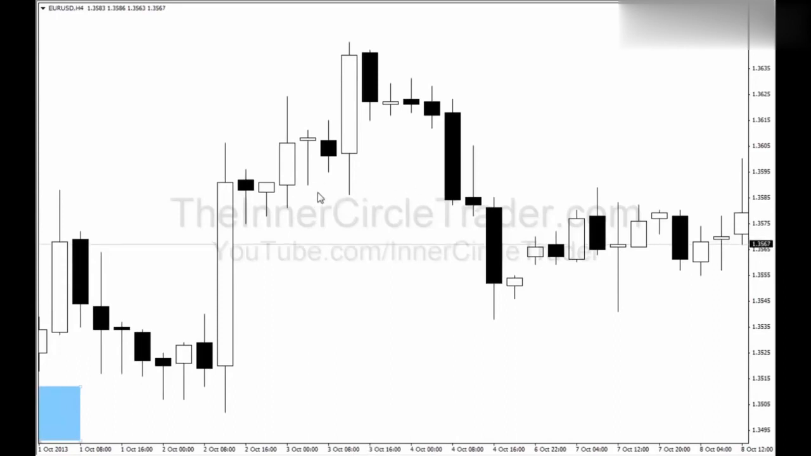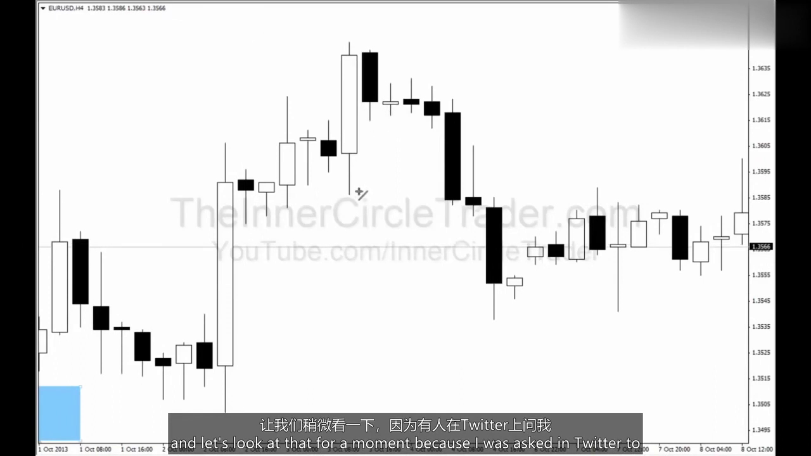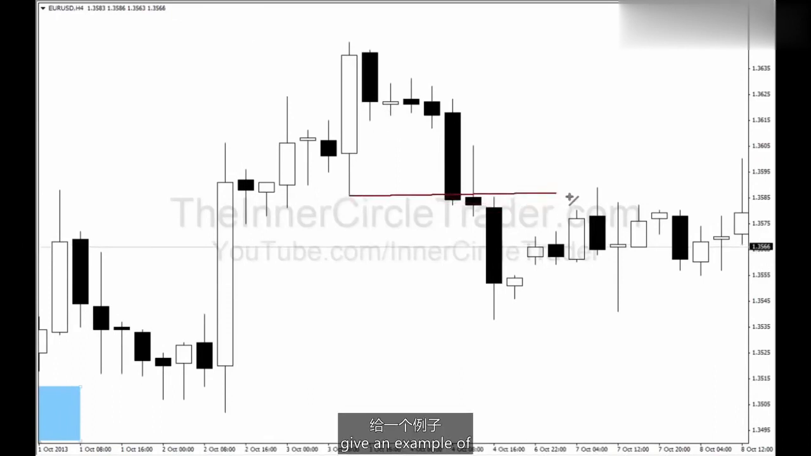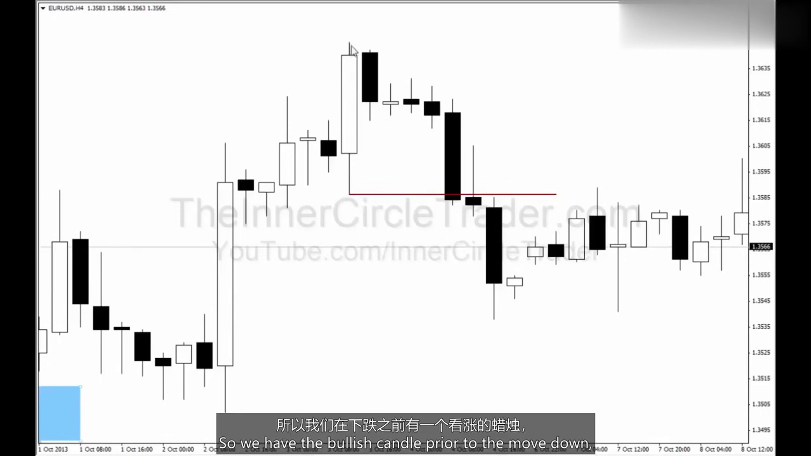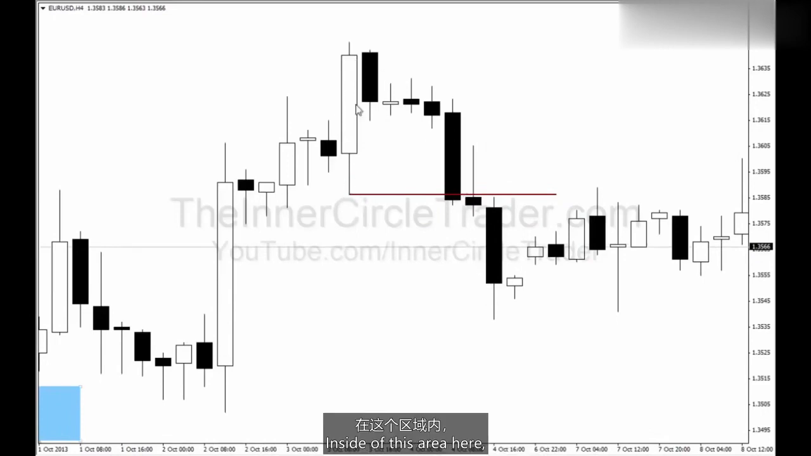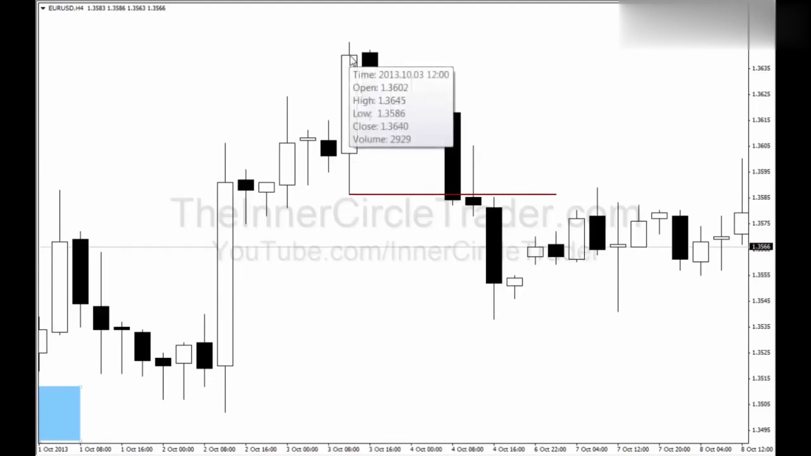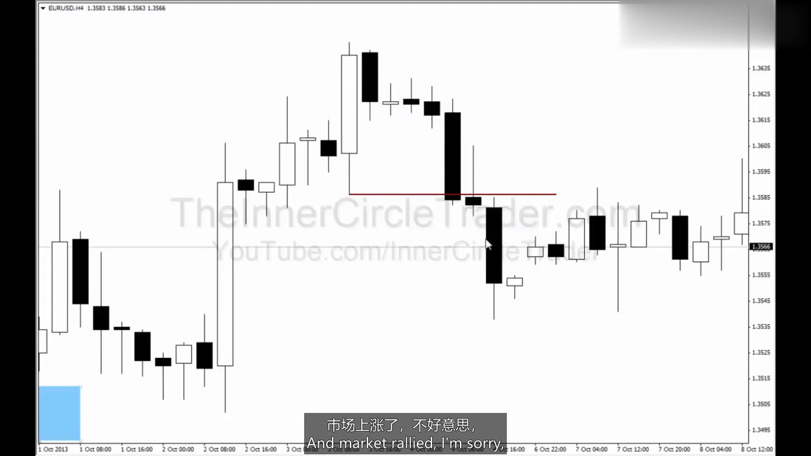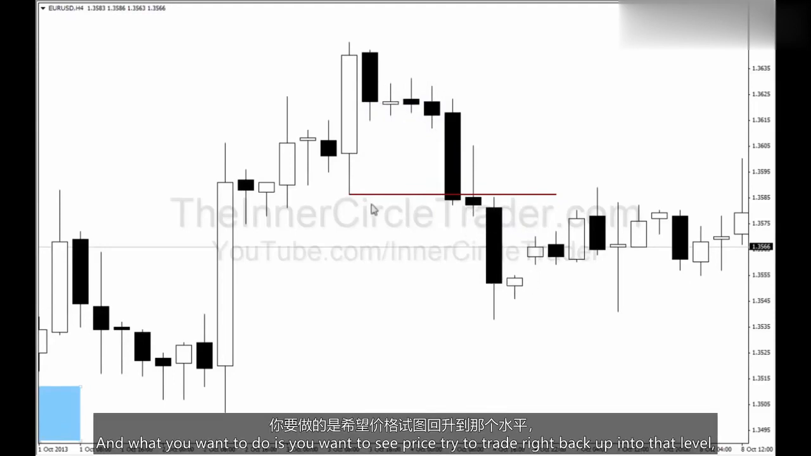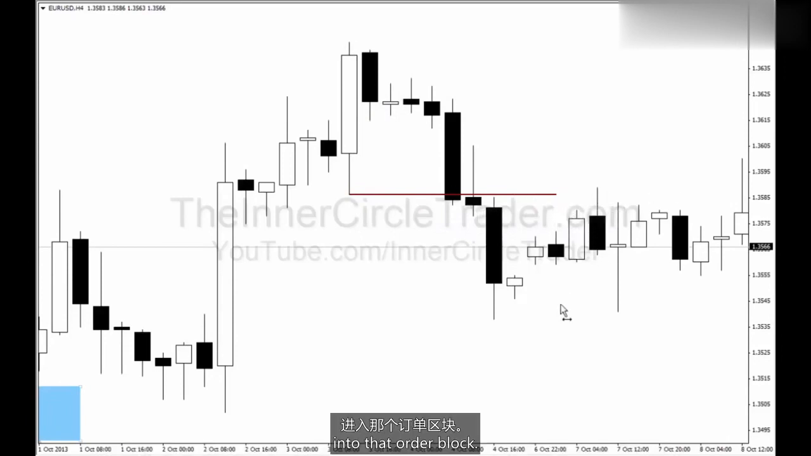We broke a significant low, and let's look at that for a moment, because I was asked on Twitter to give an example of a bearish environment where you could use this information. So we have the bullish candle prior to the move down. Inside of this area here, this big candle, institutions were selling into that. And the market rallied, then declined. What you want to do is see price try to trade right back up into that level, into that order block.